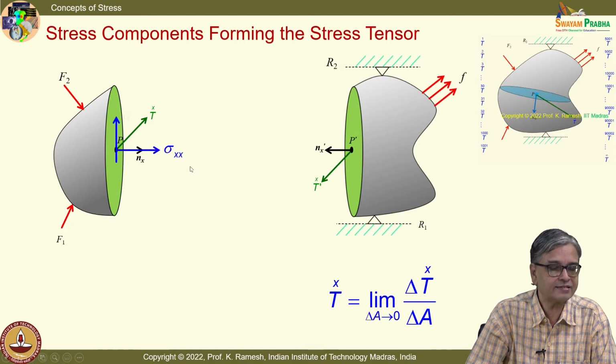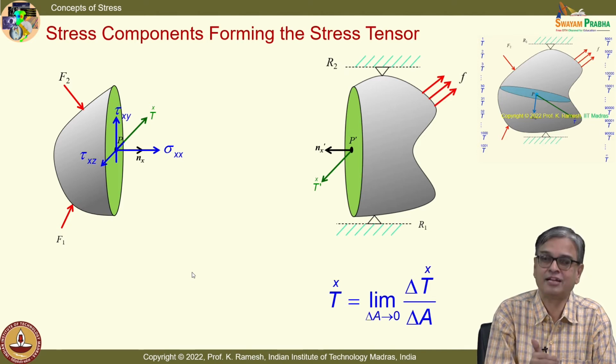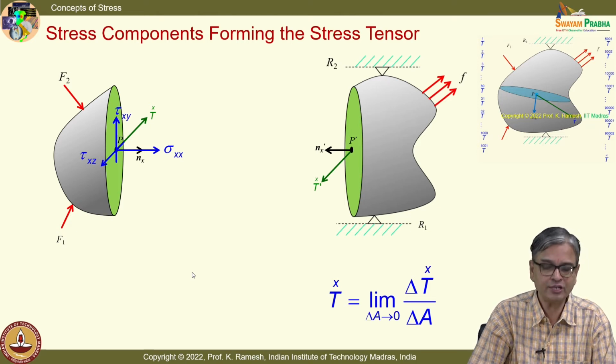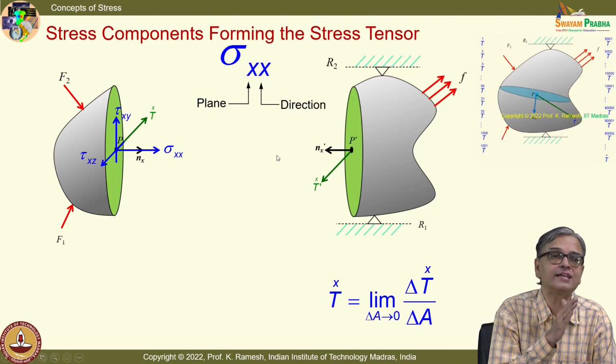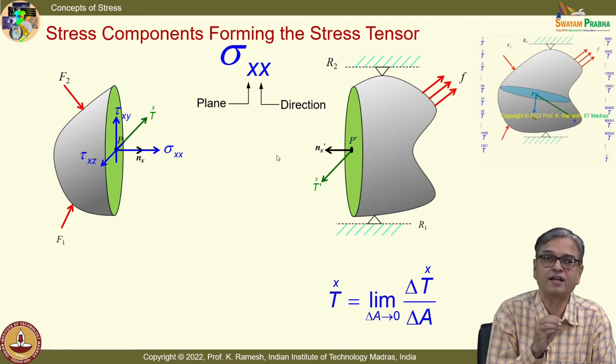So, I get a component along the x direction, a component along the y direction, and a component along the z direction. And we have a way of naming them also. We have 2 subscripts. How are these 2 subscripts named? I have sigma xx. The first subscript denotes the plane on which the component is acting. So, it is acting on the x plane and along the direction x. So, I call this sigma xx. That is how you have to interpret the symbol.